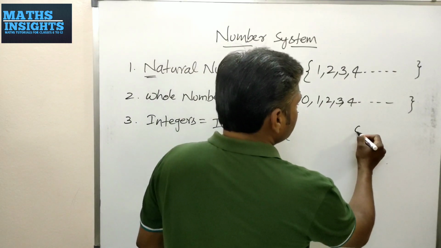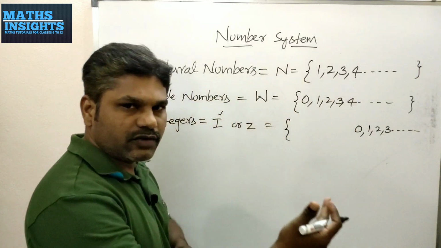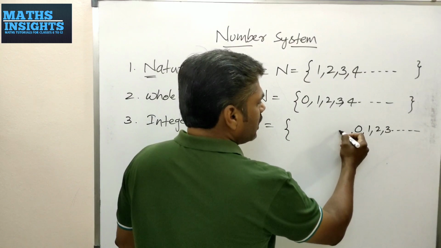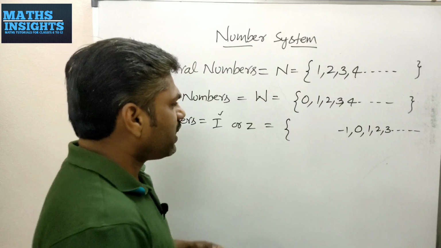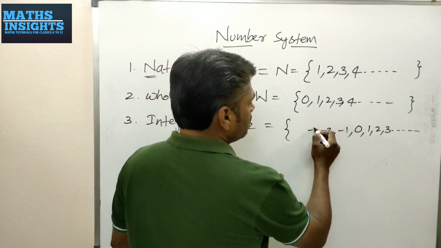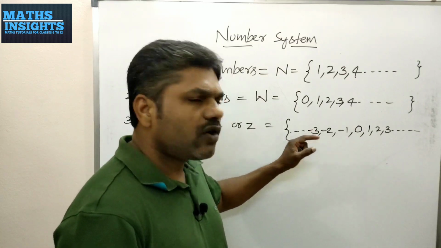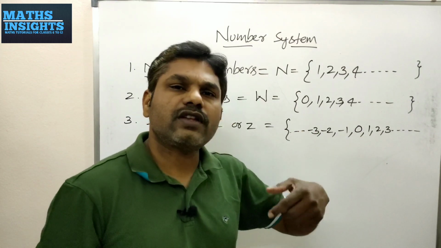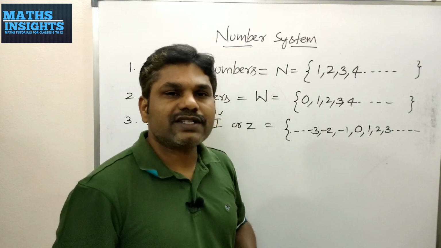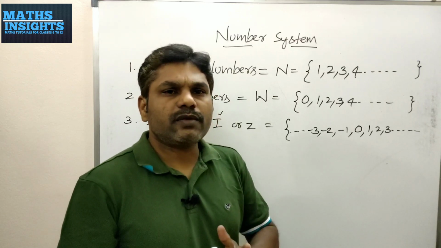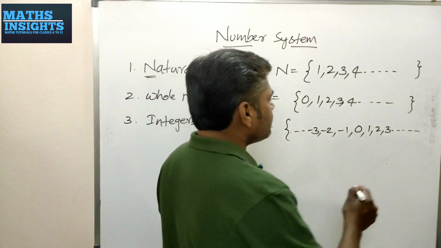Starting from 0, I will write 1, 2, 3 and so on on the right side of 0. If you come to the left side of 0, there will be negative numbers on the number line: -1, -2, -3 and so on. Whatever number has a negative sign, its value goes down. -10 is less than -9, because it is bearing a negative sign. So this is the set of integers.